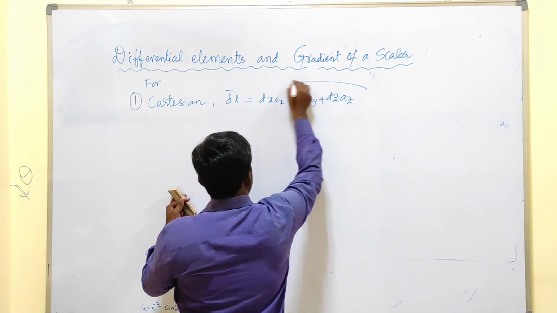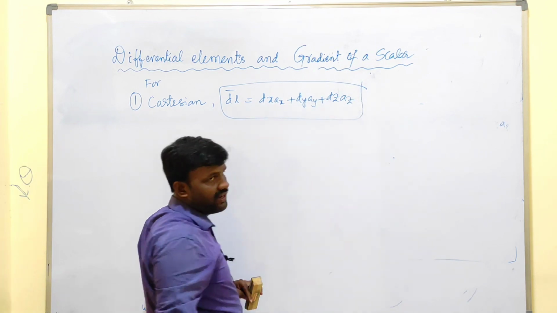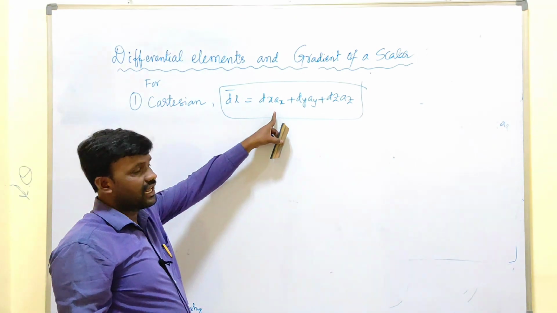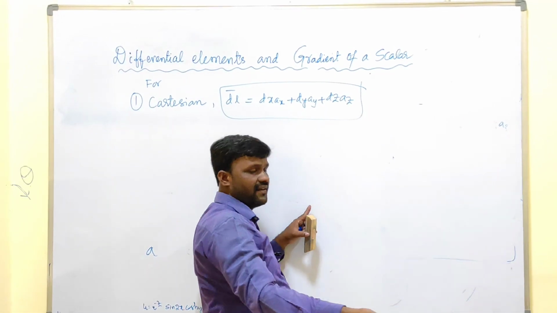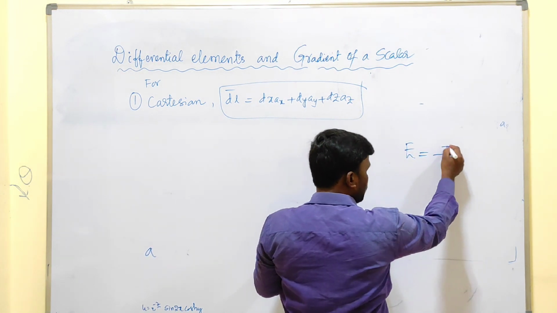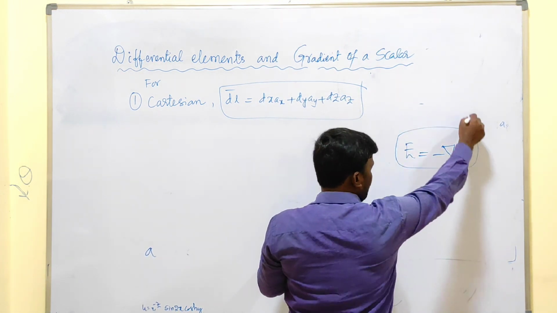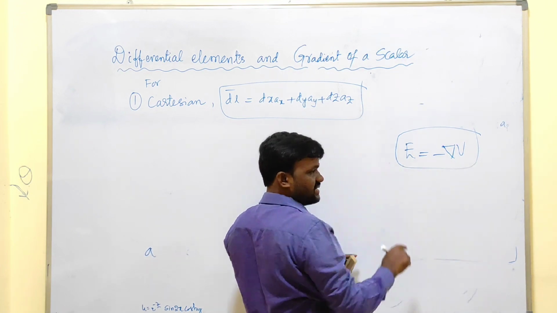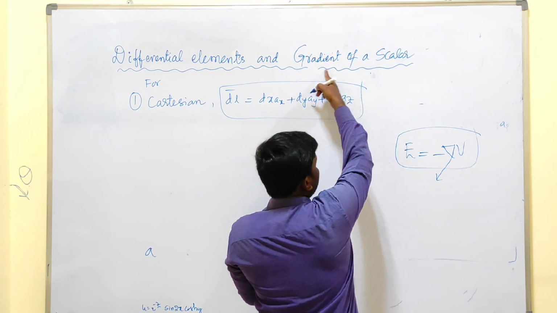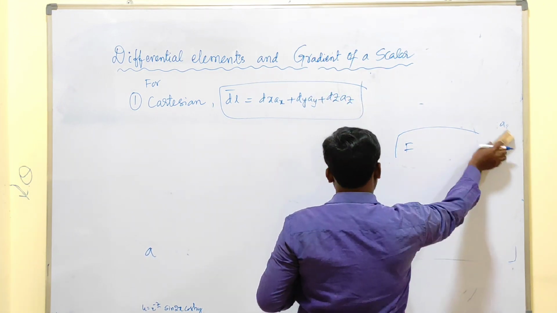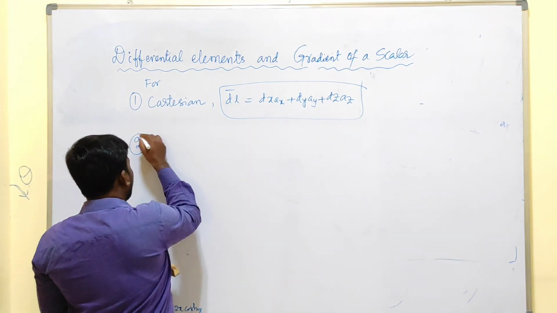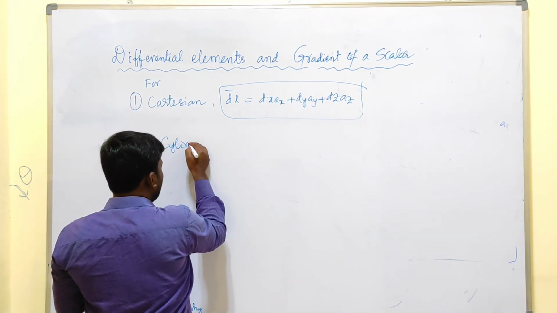Please remember this one. It can be helpful to derive the gradient of a scalar function, as well as the relationship between our electromagnetic field parameters, that is E equal to minus del V. Basically, these are electric field parameters: one is electric potential and another one is electric field intensity. Here you have the gradient. Now we will discuss the gradient of a scalar function. Before entering into that, write down this dl bar in cylindrical and spherical.